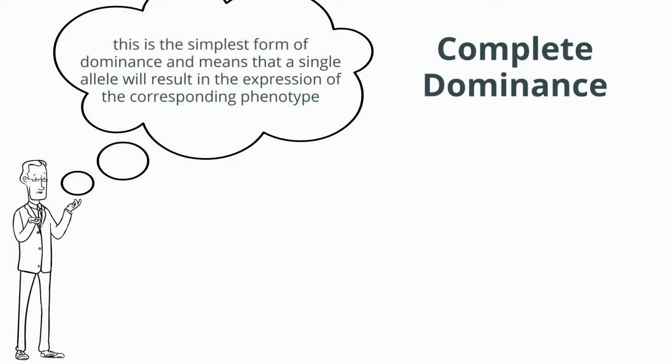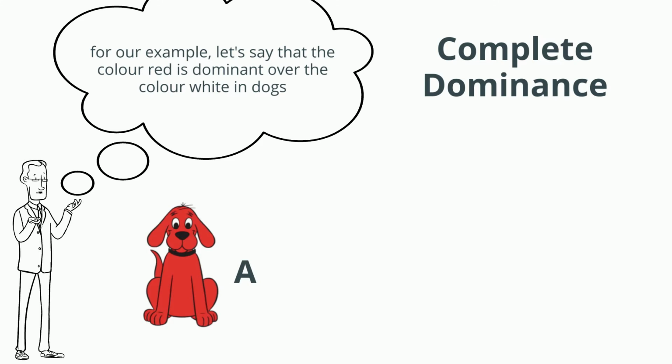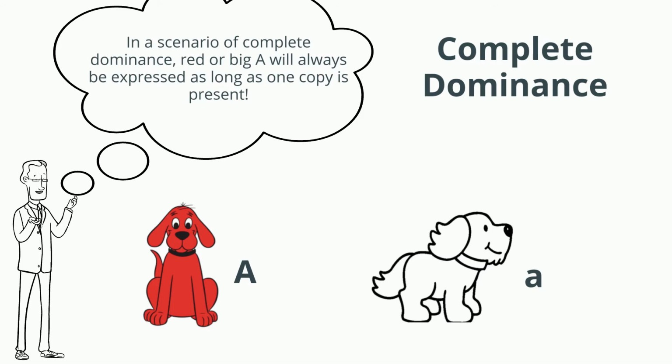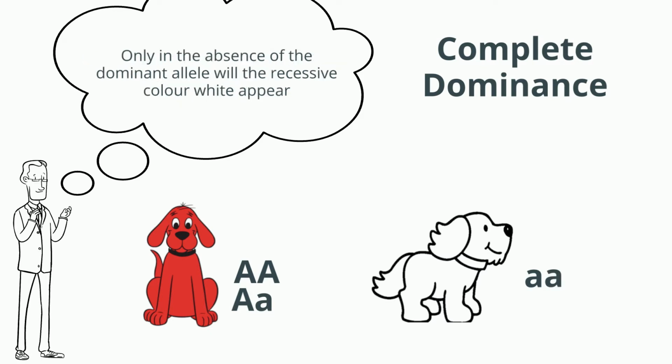This is the simplest form of dominance and means that a single allele will result in the expression of the corresponding phenotype. For our example, let's say that the color red is dominant over the color white in dogs. In a scenario of complete dominance, red, or big A, will always be expressed as long as one copy is present. That means that for both genotypes, homozygous dominant or heterozygous, the red color will be produced. Only in the absence of the dominant allele will the recessive color white appear.